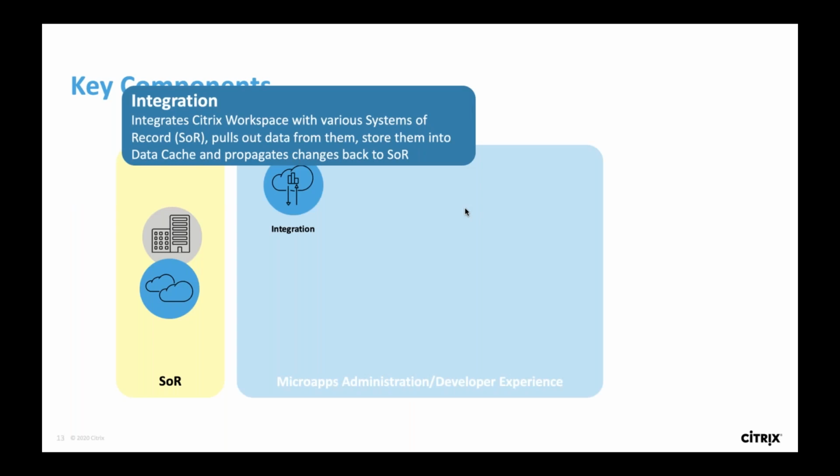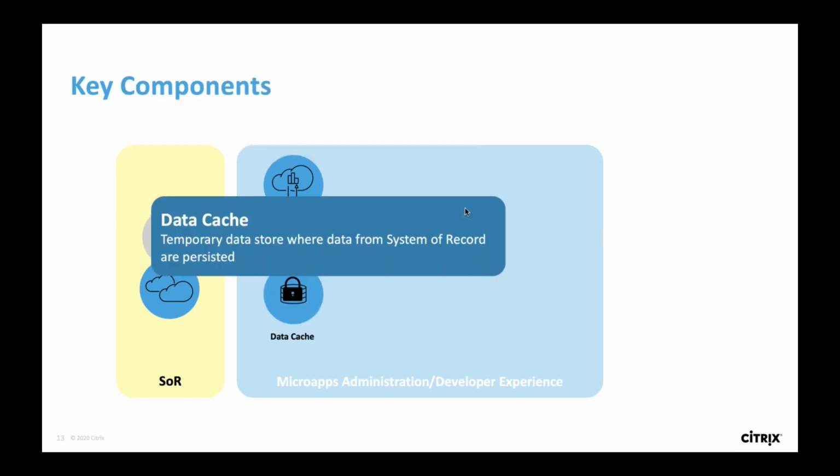Then within the microapp side, the first thing we have is the integration. The integration is the part of the microapp which understands how to talk to a system of record. So this is about understanding what APIs are available in the SOR, what data comes out of those, how to do authentication, and all those different parts. And that's where we put in that definition. The next thing we have is the data cache.